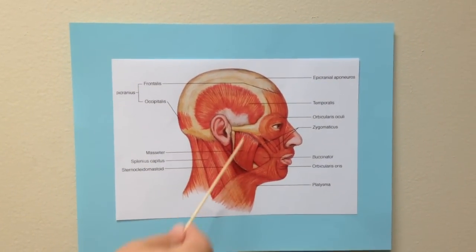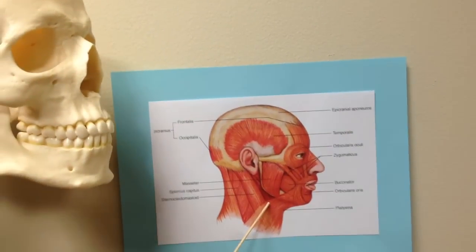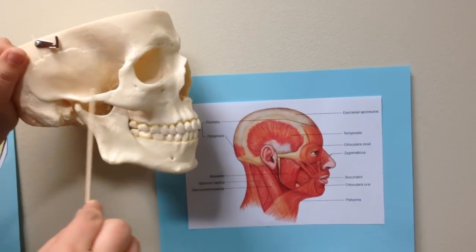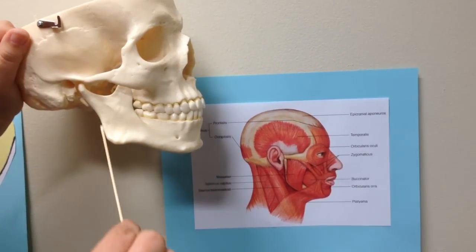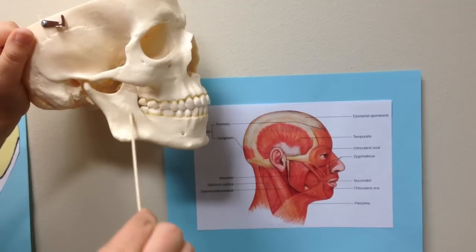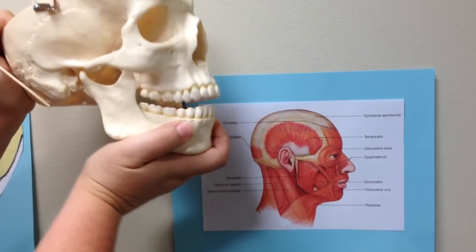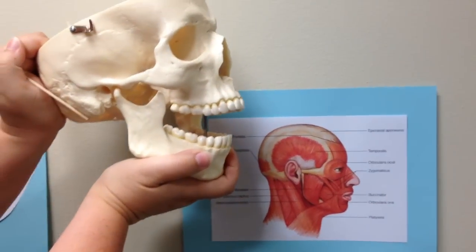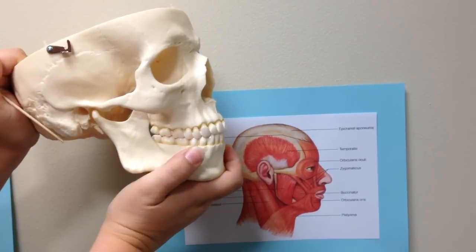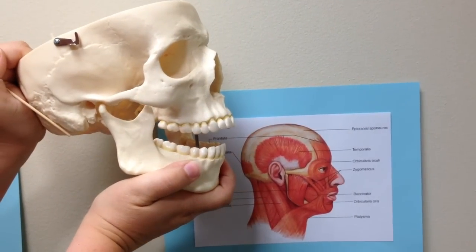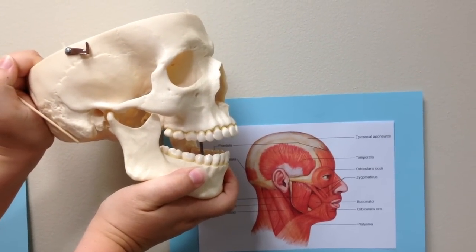The masseter originates on the zygomatic arch and inserts on the angle and ramus of the mandible. This is the main muscle for chewing or mastication. When the masseter contracts, the mandible is elevated. When it relaxes, the mandible is slightly lowered or depressed by its own weight.